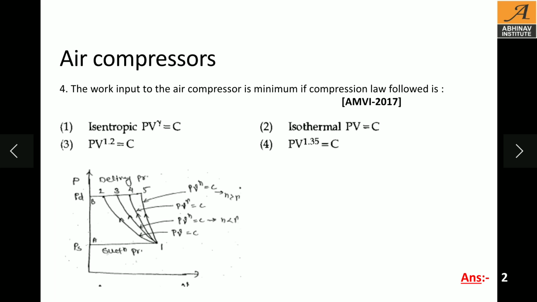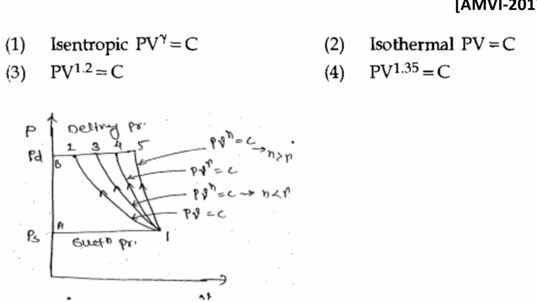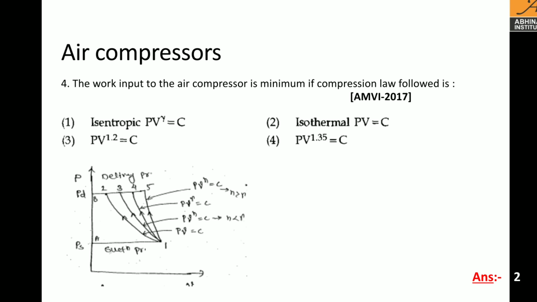Next question. The work input to the air compressor is minimum if the compression law followed is. Four options are given: PV raised to gamma equal to constant, PV equal to constant, PV raised to 1.2 equal to constant, and PV raised to 1.35 is equal to constant.